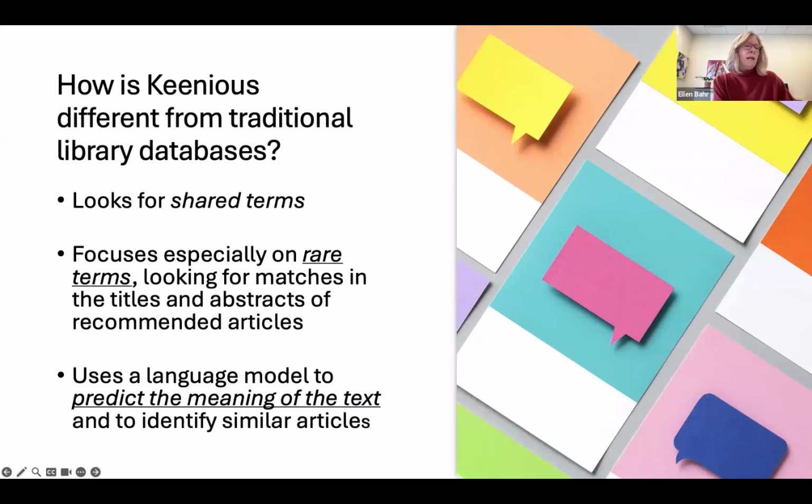Keenious also uses a language model to predict the meaning of the text that you provide and then looks for articles with similar meaning. This is the AI part of Keenious and perhaps an example of the direction in which search is moving, away from keyword searching and more towards prompts and analyzing larger texts.